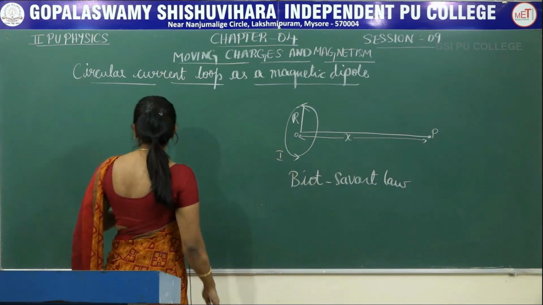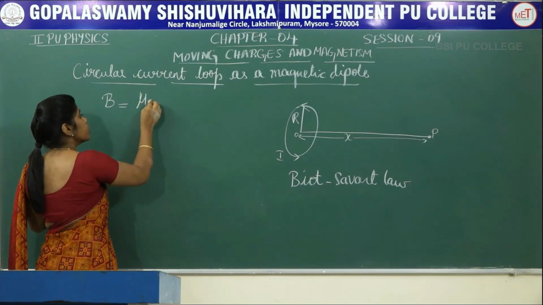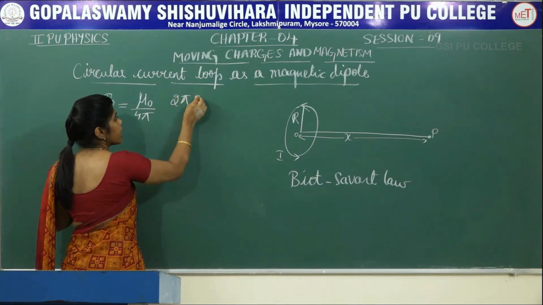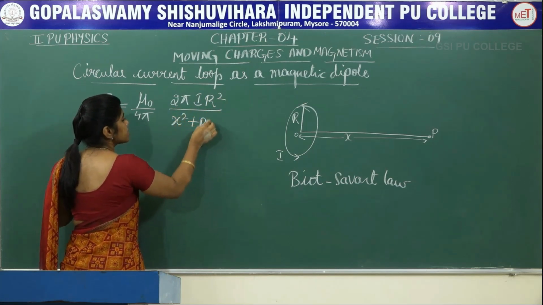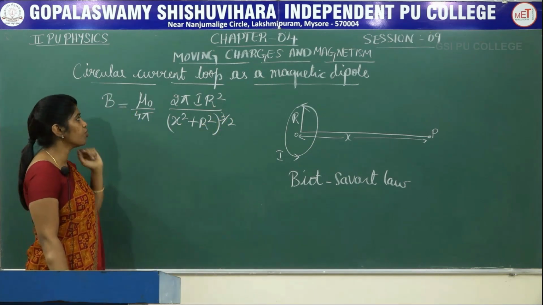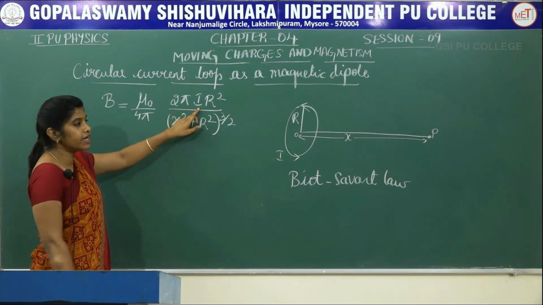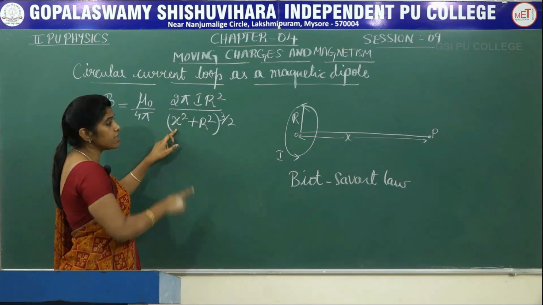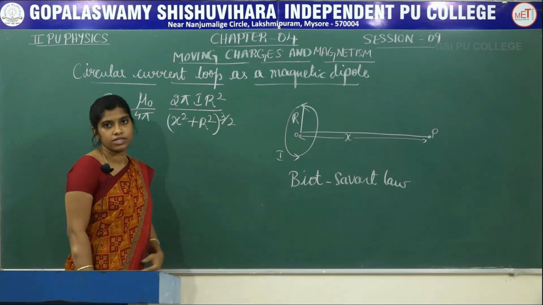So what was the magnetic field expression we got? B is equal to mu naught by 4 pi into 2 pi I r square divided by (x square plus r square) whole power 3 by 2. Mu naught by 4 pi is constant. 2 pi I is the current in this loop. R is the radius of the loop. And x is the distance from the center of the loop to the point.